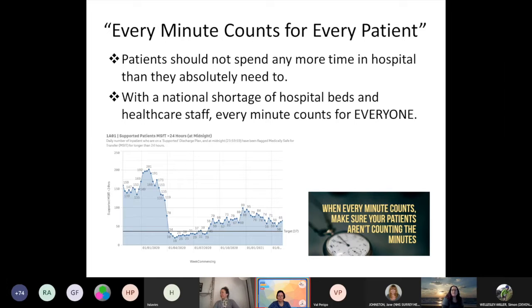The chart is just one I grabbed out, and basically shows how many patients at midnight we've got who have been ready to leave hospital for over 24 hours. So they should have gone yesterday, but they didn't. And that number, while during COVID was quite low for a while, is rising, and the backlog is very, very difficult to reduce.